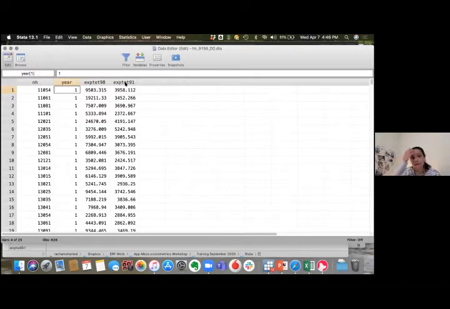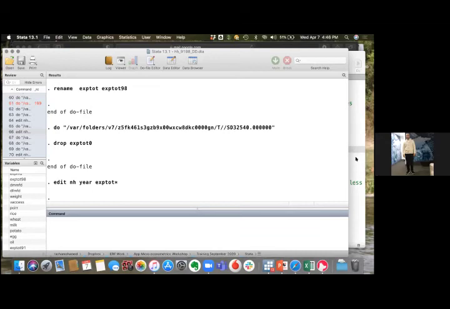So again, these steps allow me to create these two variables without doing a reshape and changing the whole structure of the data set. I simply wanted to have all the characteristics at year 98, which is year 1, and total expenditure per capita for year 91 and year 98. Is it clear? Professor? Yes.